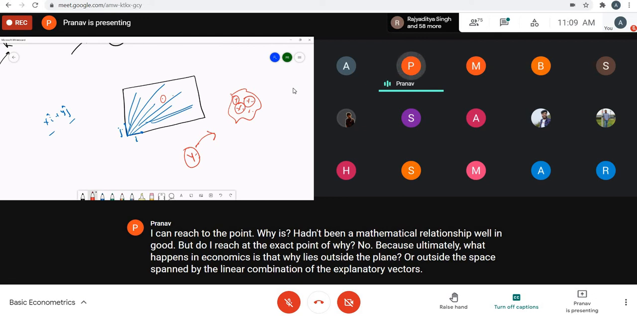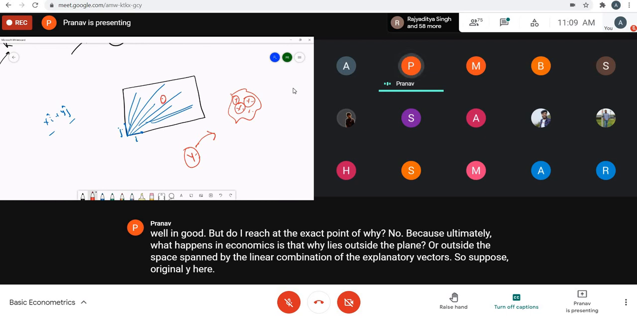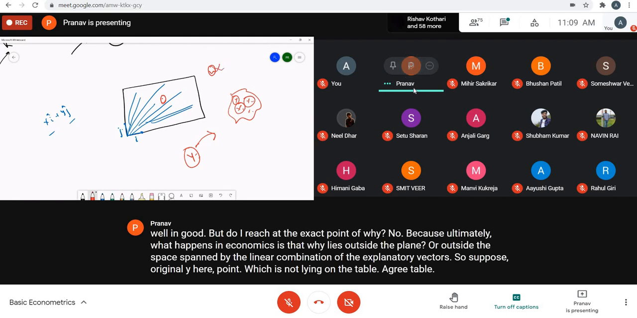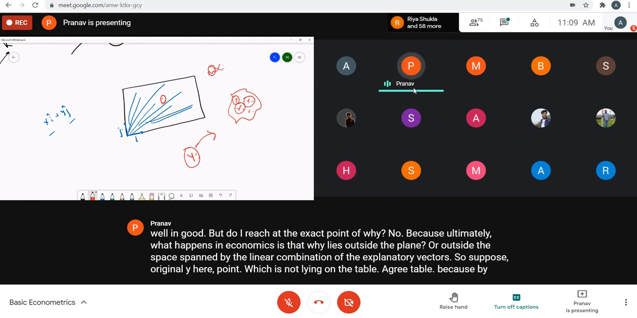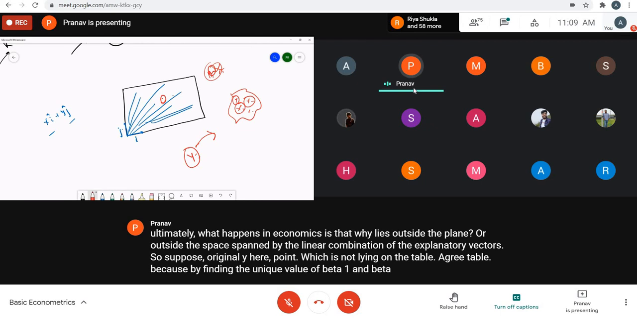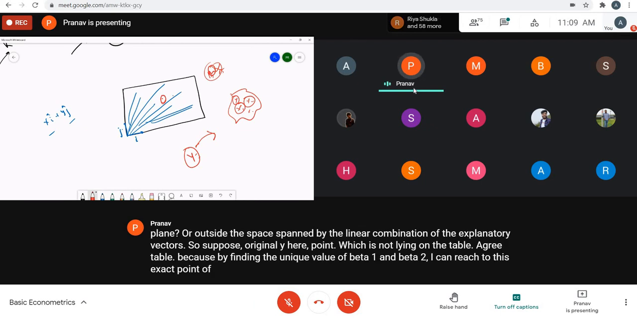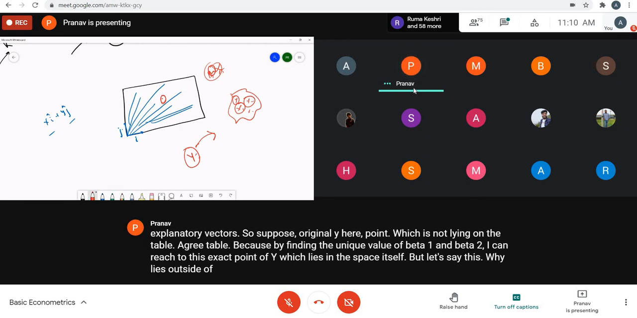So suppose original y ये है, ये point, which is not lying on the table. अगर ये table पे रहता तो error term तो होते ही नहीं यहाँ पे. Because by finding the unique value of beta 1 and beta 2, I can reach this exact point of y which lies in the space itself. But let's say this y lies outside of this space. And that is where estimation comes in, and that's why we call it estimation.